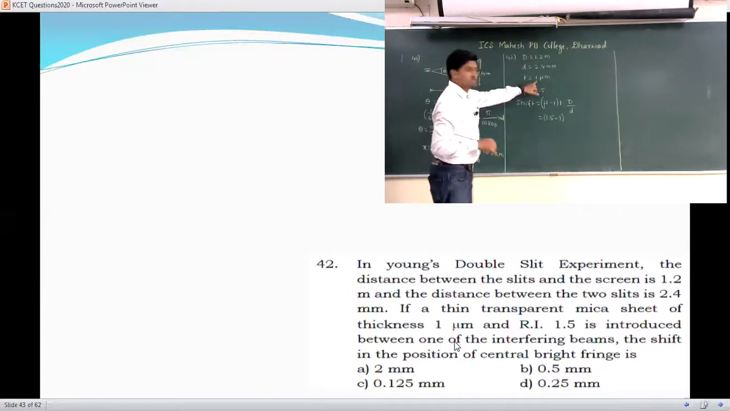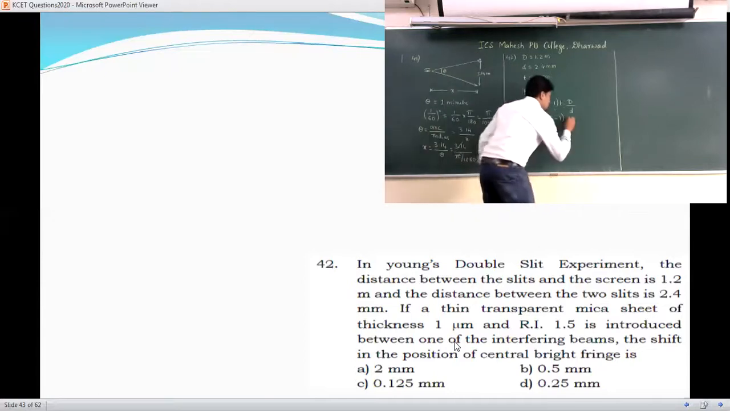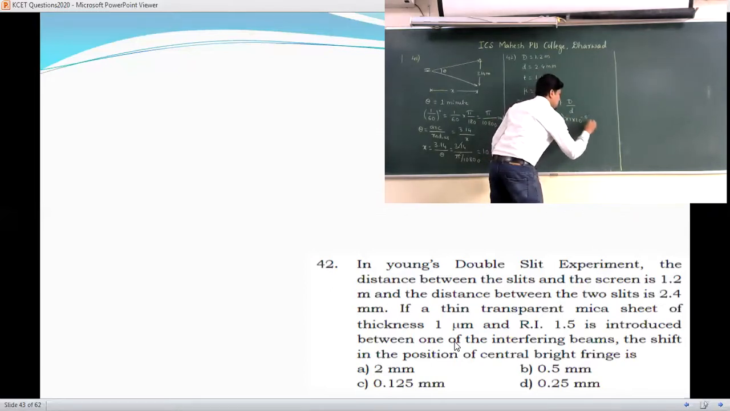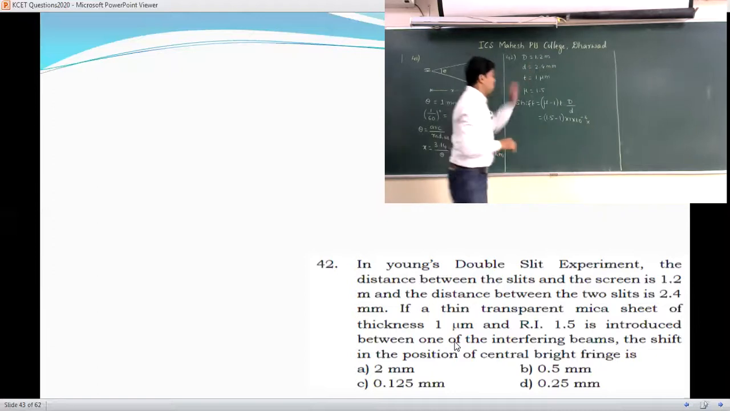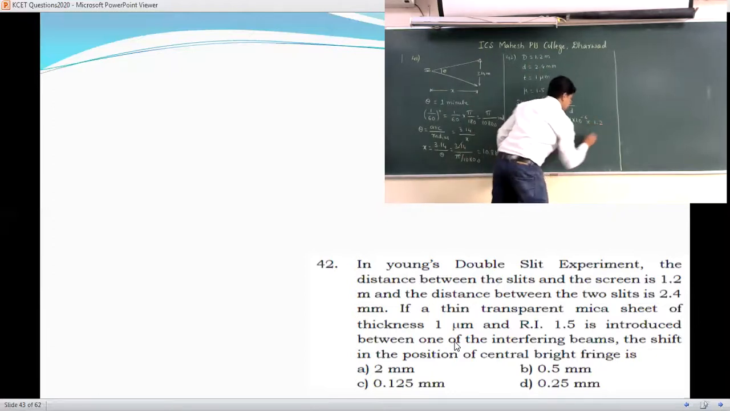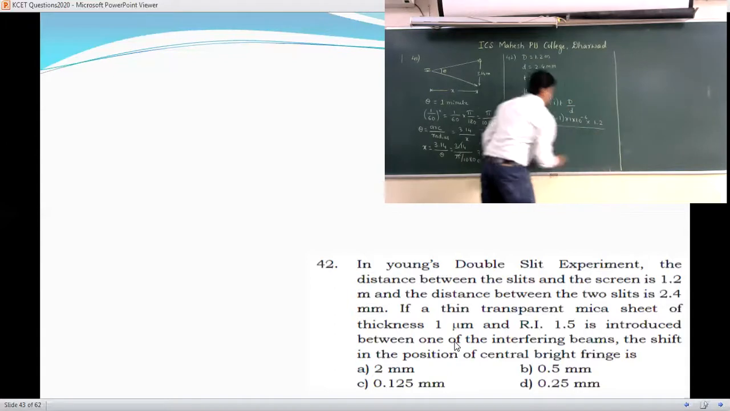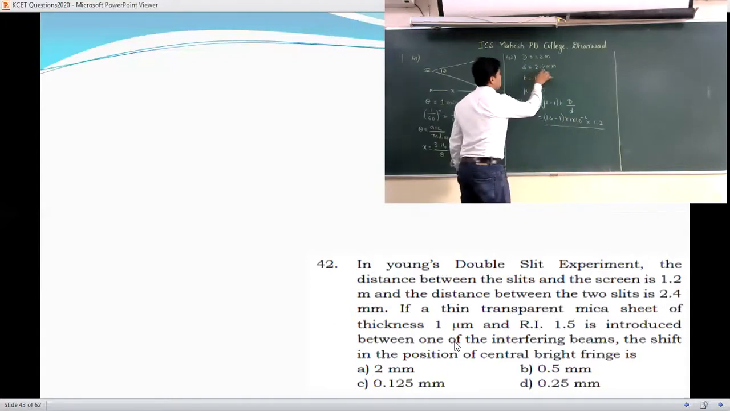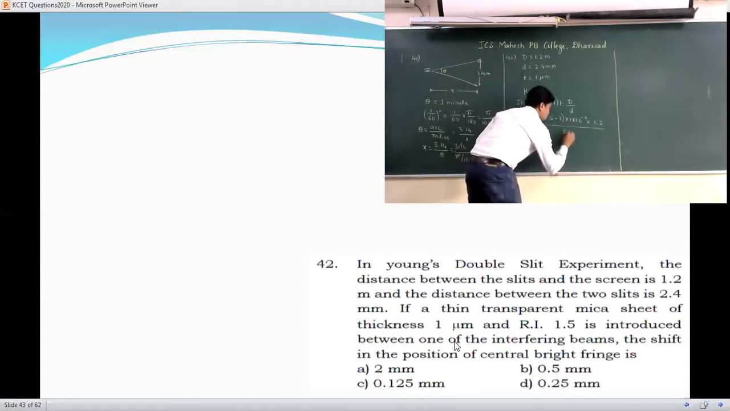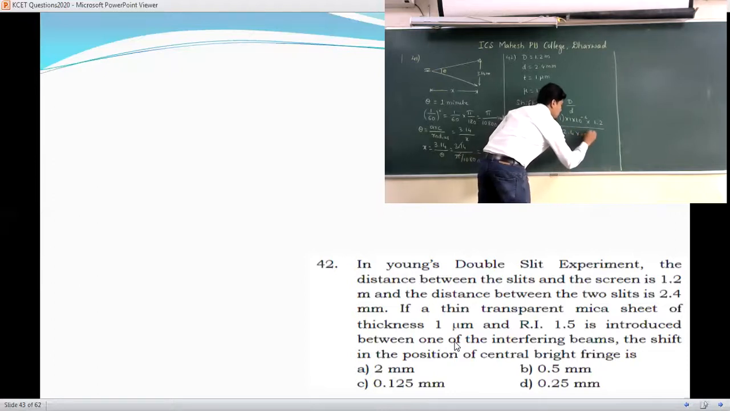So thickness is how much? 1 micrometer, so it is 1 into 10 raised to minus 6. Capital D is how much? It is 1.2 meter. So this is divided by small d. Small d is how much? 2.4 mm, so it is 2.4 into 10 raised to minus 3.